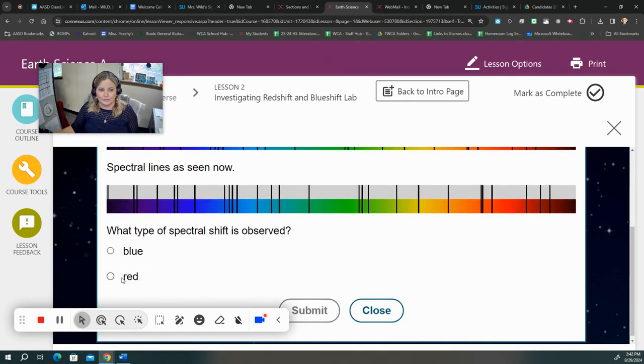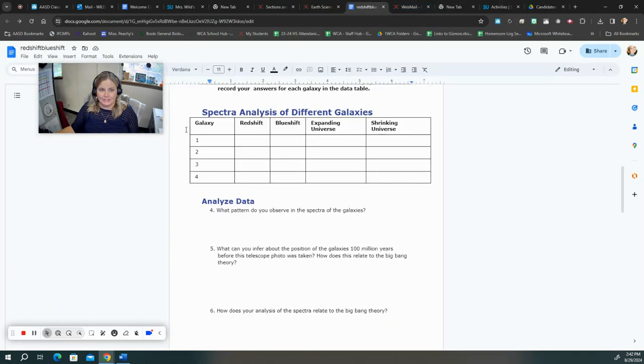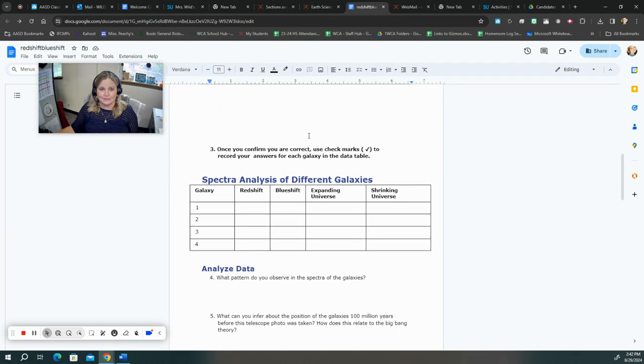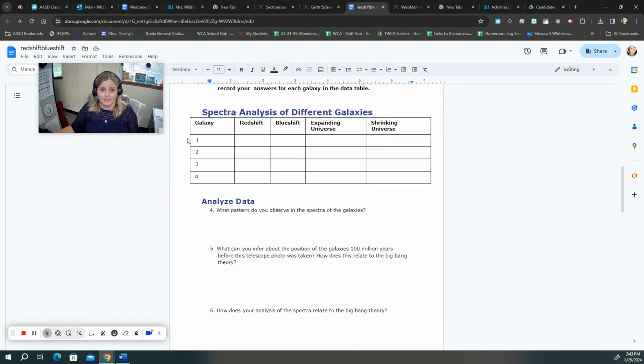So you're going to click blue or red and submit it. And then you're going to put that information on your table, right? Galaxy 1, is it Redshift or Blueshift? It says to use check marks. I think you can if you want to, but you can also just put an X in here or whatever.